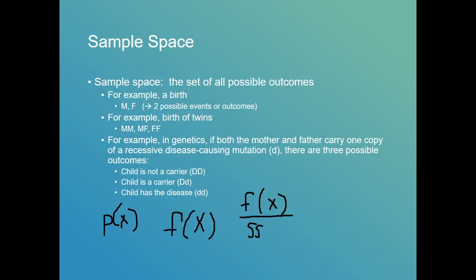Another example, in genetics: if both the mother and the father carry a copy of a recessive disease-causing mutation, a lowercase d, there are 3 possible outcomes in a child. Either the child is not a carrier, so they got both of the dominant genes, or capital Ds. The child is a carrier, so they would have a capital D as well as a lowercase d. And the third option would be the child has the disease, which would be the 2 lowercase ds. Since both the mother and the father carry 1 copy of the disease, they're both carriers. They may not have the disease themselves, but they carry it, and their child has those 3 possibilities.